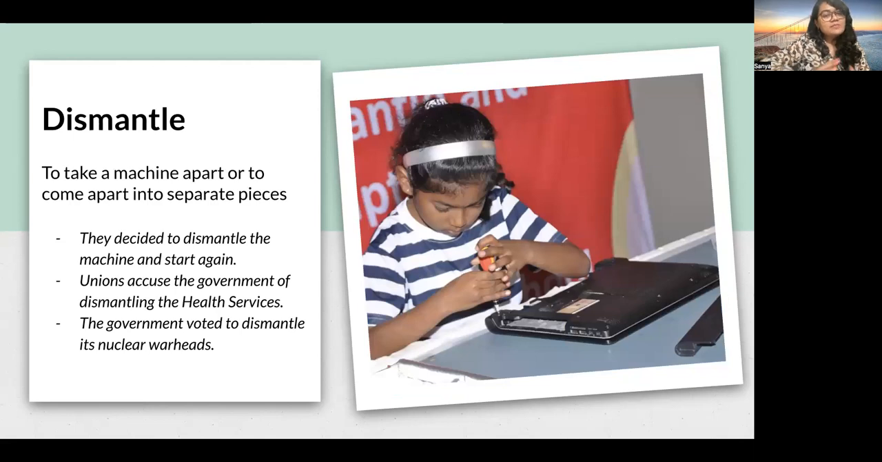Dismantle: to take a machine apart or to come apart into separate pieces. But this is generally done intentionally, right? For example, they decided to dismantle the machine and start again. That means they decided that they would themselves bring the machine apart and then join it again, right? So dismantle.